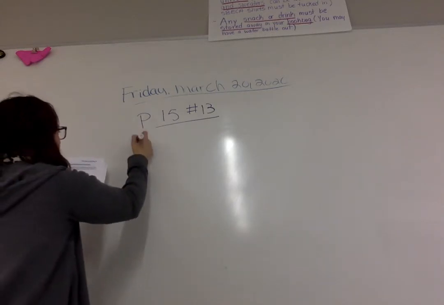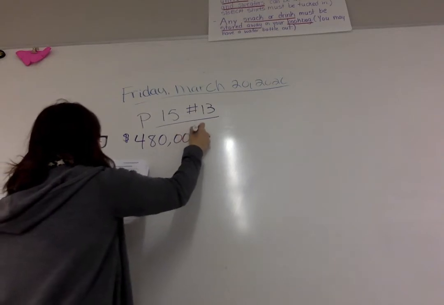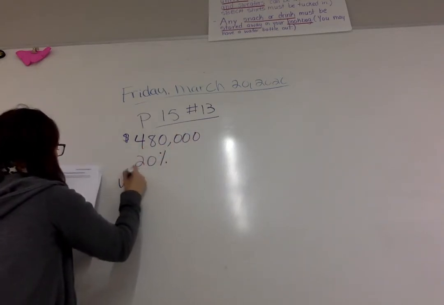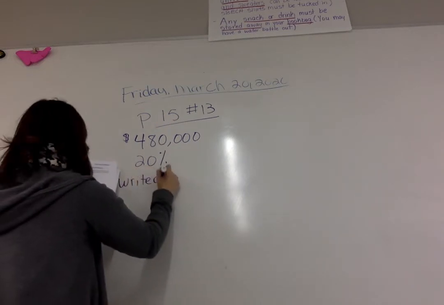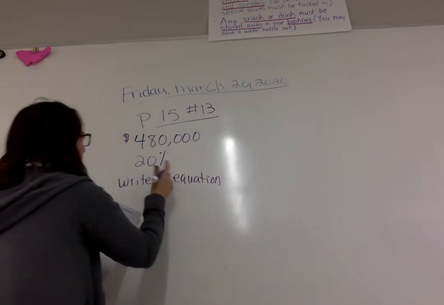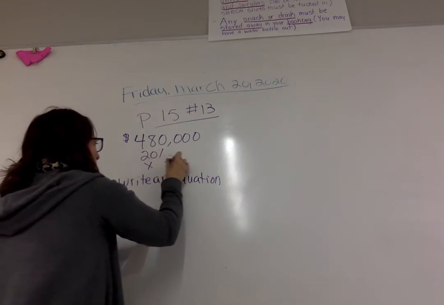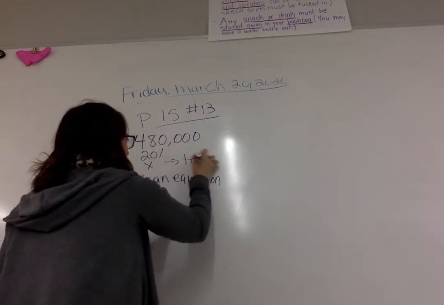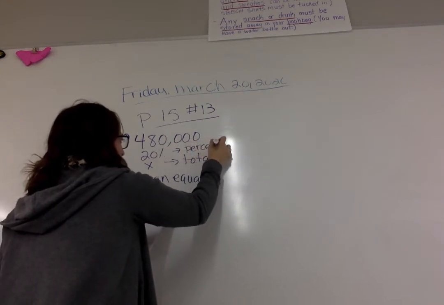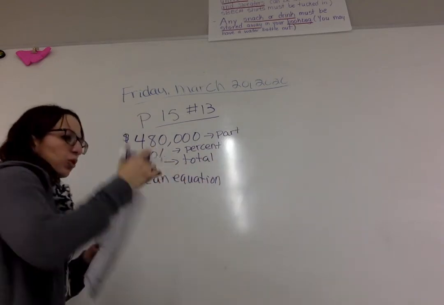Okay, so the salesperson, we know that they had $480,000. We know that it's 20%. We know that we have to write an equation. And we said that we have to use X for the total. We know that this is the percent. And we know that this is the part. Just because they said the X was the total.